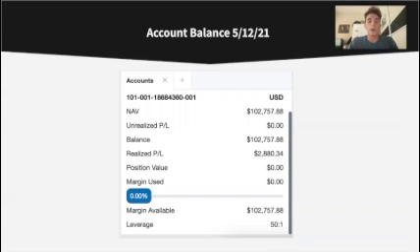Here is our account balance for May 12th. As you can see, we were able to make a good amount of profit. We made over $2,000. And over the experience, we definitely learned a lot, and a lot that we can take into the future for our currency trading as well.